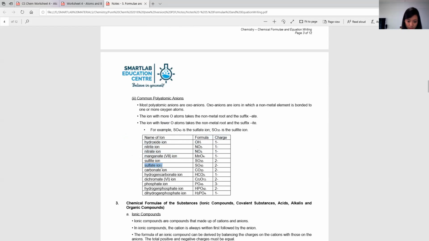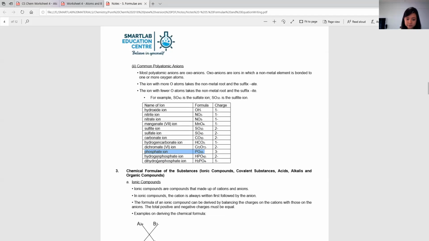Sulfate is SO4 2-. The 2 is actually on top, 2-. The carbonate is CO3, then a 2- on top. The phosphate ion is PO4 with a 3- on top. So you have to memorize those, especially those that I mentioned.